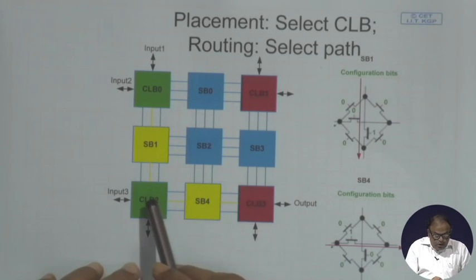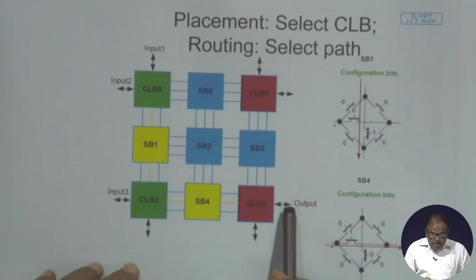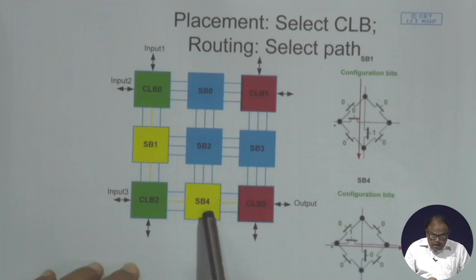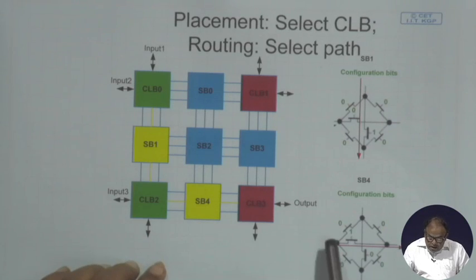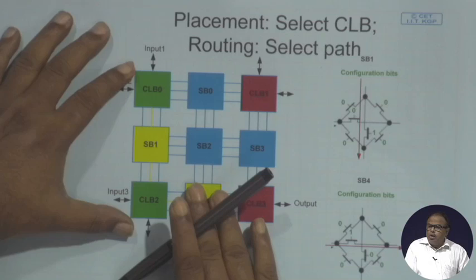Similarly, if I want to propagate the output that is being generated from here to this, I have to select the SB4, switch box 4, and program it so that this path is activated. Now, if I had taken the output from this CLB, of course, this switch box would not be needed at all.